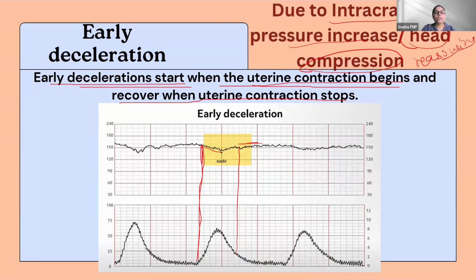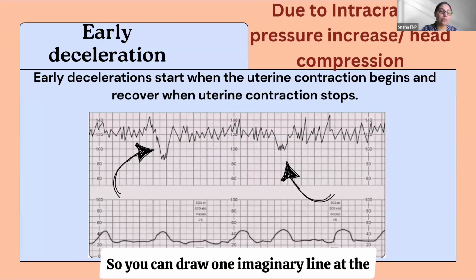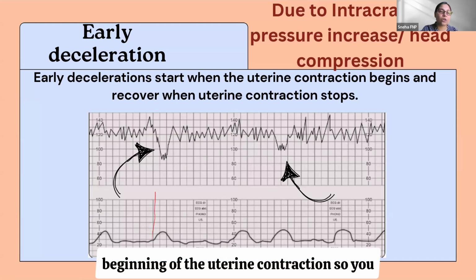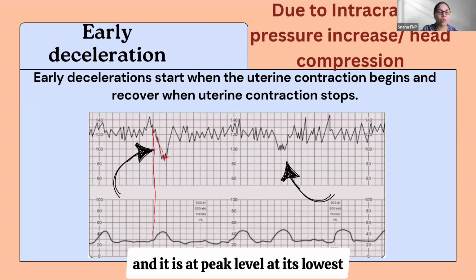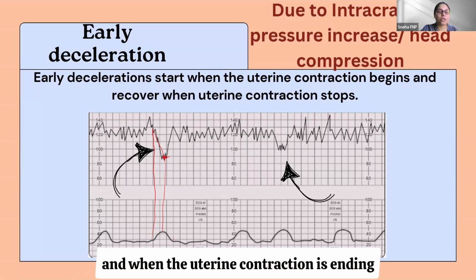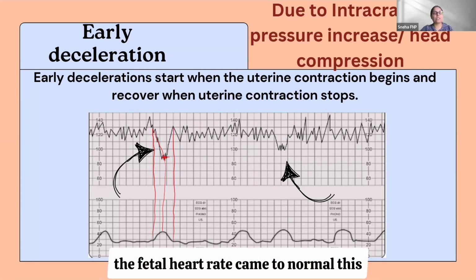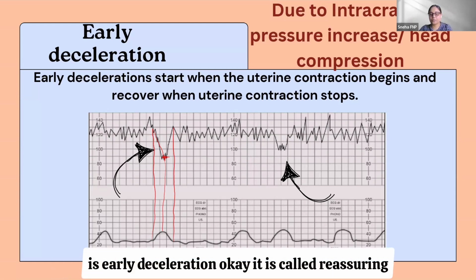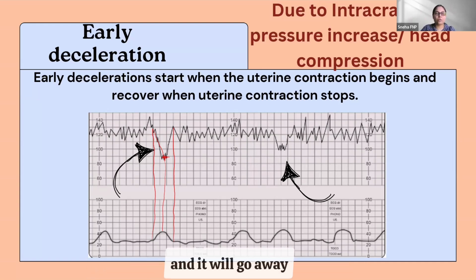This is another example of early deceleration. So you can draw one imaginary line at the beginning of the uterine contraction. So you can see here this FHR started decreasing. Okay, and it is at its lowest at peak level, where the uterine contraction is also at peak level. And when the uterine contraction is ending, the fetal heart rate came to normal. This is early deceleration. Okay, it is called a reassuring type of fetal heart rate pattern. You just need to change the position of the mother and it will go away.